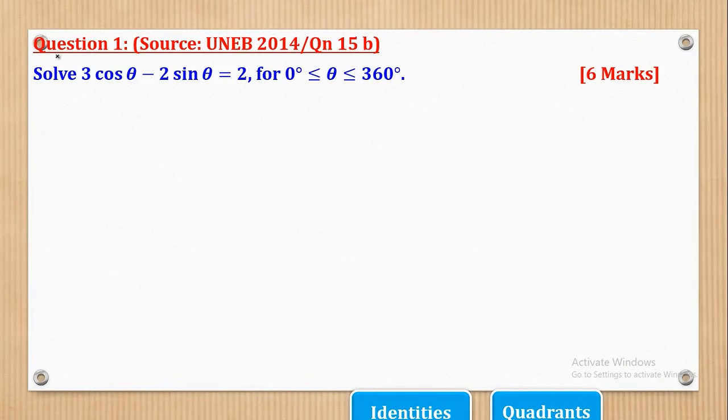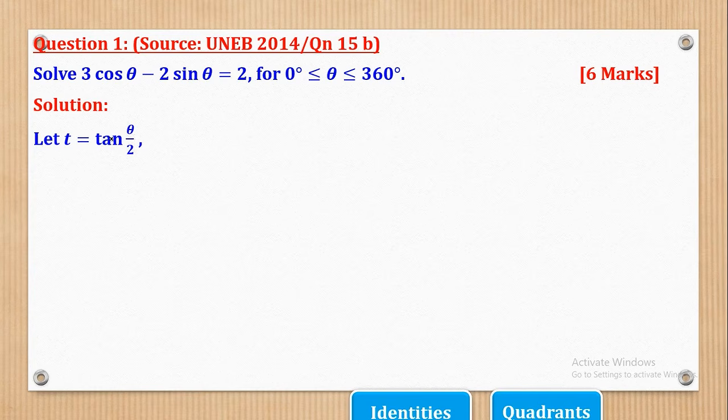So now we shall go to question 1. So question 1 came from UNEB 2014, paper 1, question 15b, and it says solve this for theta ranging from 0 to 360. So we shall say that let t be equal to tan theta over 2.